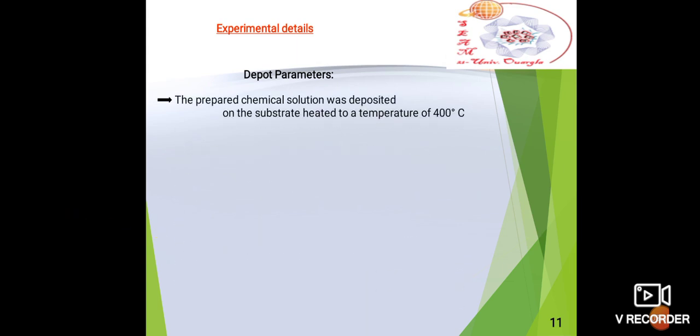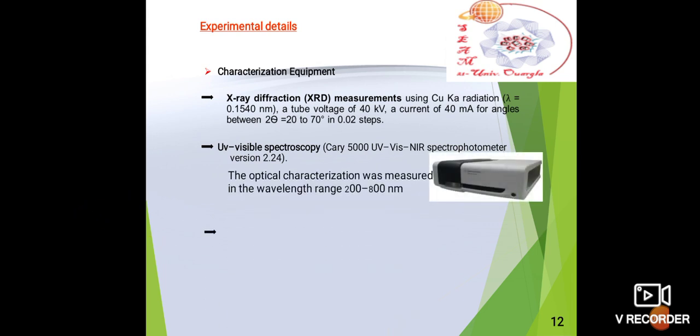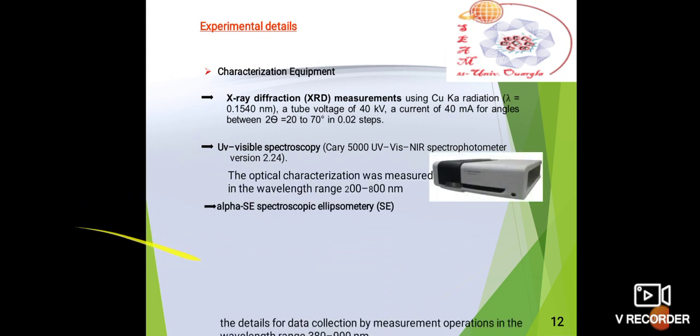Deposition parameters. The prepared chemical solution was deposited on the substrate heated to a temperature of 400 degrees, carried out using an ultrasonic atomizer. Five minutes with scanning on both X and Y axis. Speed 205 in both X and Y axis. The solution deposition rate was 2 milliliter per minute and the spray nozzle at height 8 cm. Characterization equipment: X-ray diffraction measurement, UV-Vis spectroscopy measurement, spectroscopy ellipsometry measurement.